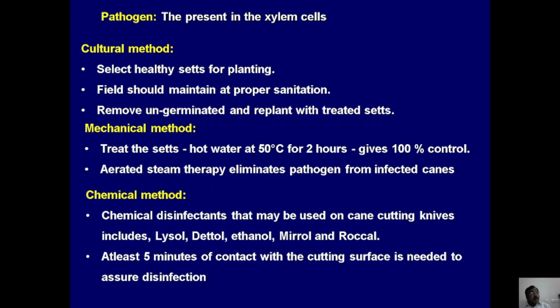And then use chemical disinfectants to disinfect all the implements, cutting knives, etc. At least 5 minutes of contact with the cutting surface is needed to assure disinfection. You should not just simply wipe it; it should be completely wiped and kept wet with the disinfectants for a set period to keep these implements away from the infective propagules.